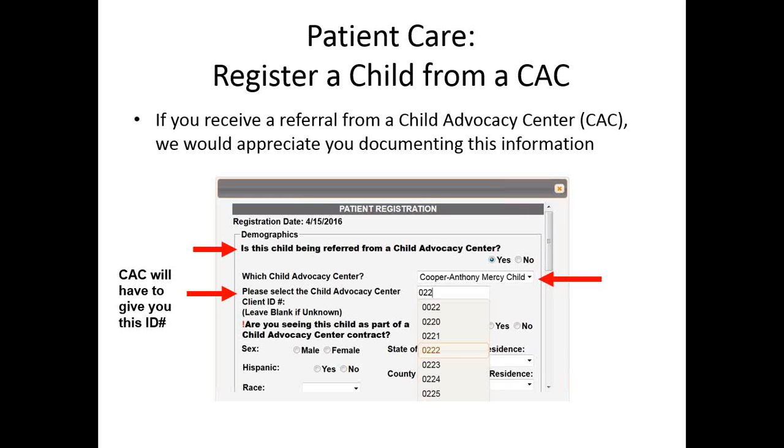If they are, you'll probably get a one-page piece of paperwork from the CAC. If you click yes, it'll list all the child advocacy centers in our state, and then it'll ask for an ID number. The advocacy centers also have a database very similar to the mental health professionals', where they enter demographic information and things like that. That's where we're trying to link these kids back to those CACs.